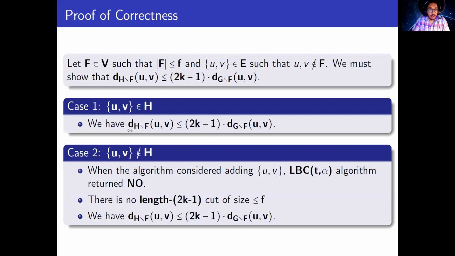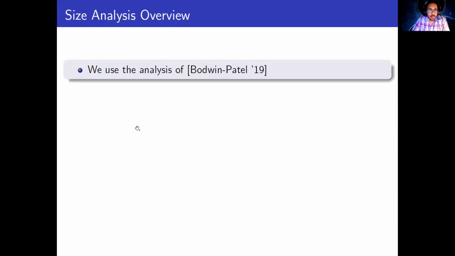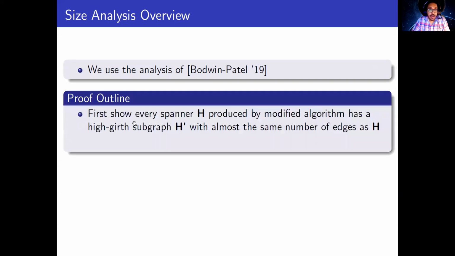Now that we know this algorithm works, let's try and figure out the size of the spanners it builds. In our paper, we used the analysis of Bodwin and Patel. From a very high level, it looked something like this. We showed that every spanner H that our algorithm produced had a subgraph H prime with high girth and a similar number of edges. Then, since we know that H prime is high girth, we know it can't have too many edges, which means H also cannot have too many edges.